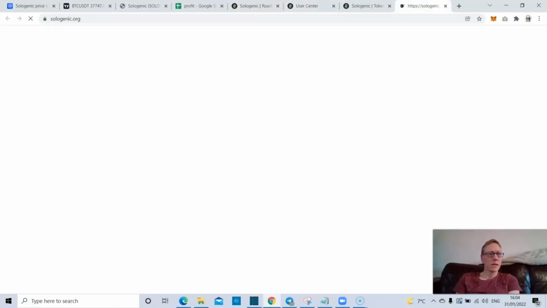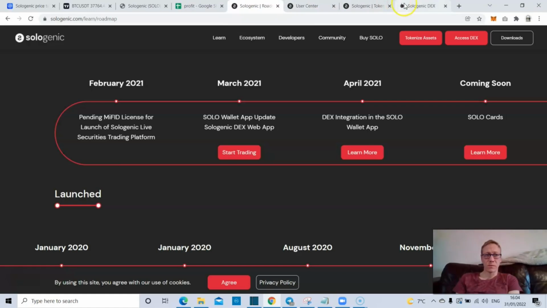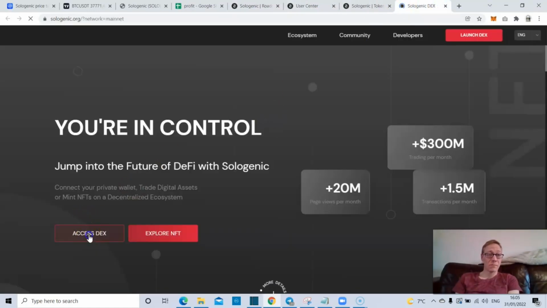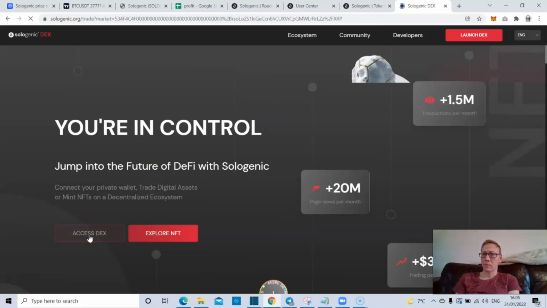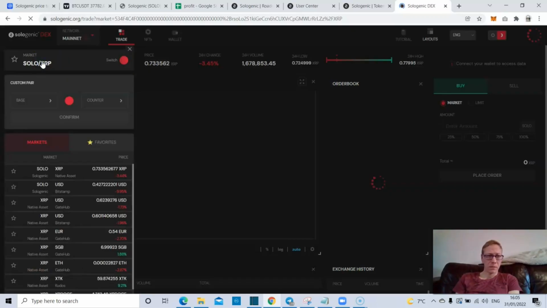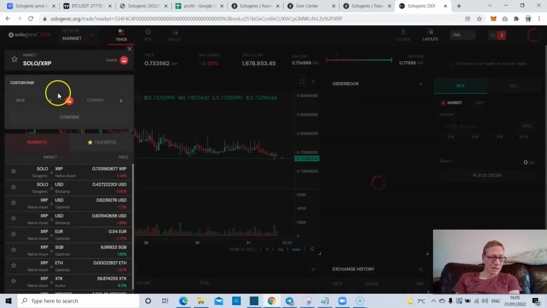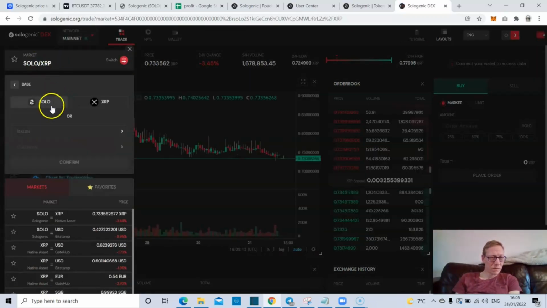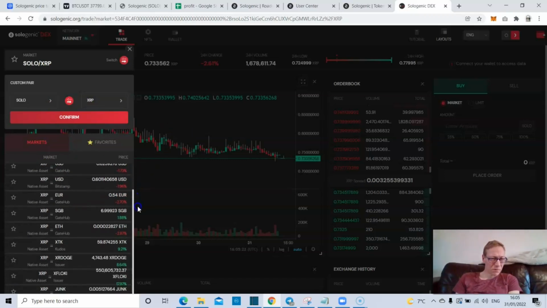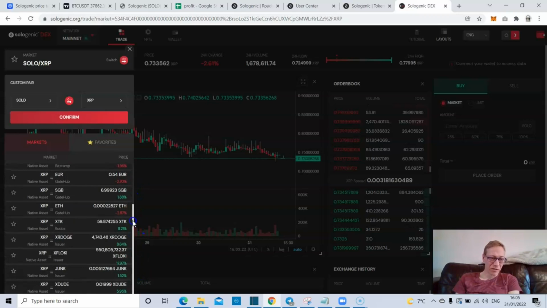Although if you go here, we'll see if they've got the DEX up and running. So it is on mainnet. Yep, so the DEX is up and running. Now, when we actually look in terms of tradable assets, we're not looking at tons. Solo, USD, yeah. So it's not great yet.